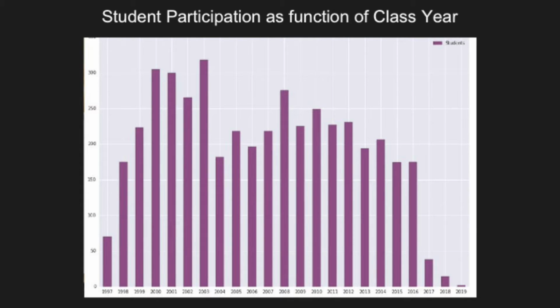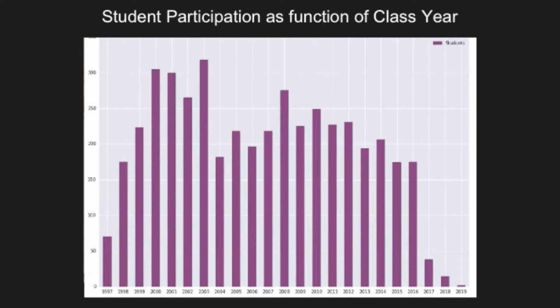So this is a bar graph of student participation as a function of class year, and I think that this graph is pretty intuitive. It makes sense that the rise in popularity would take a few years for Ruhlman to catch on, and in 2017, 2018, 2019 students, they're definitely underrepresented in this graph, and that makes a lot of sense because they've been here only a portion of the time. I didn't actually look into this, but I do want to figure out why there was such a spike at the turn of the century and why in 2004 the Ruhlman became very unpopular.